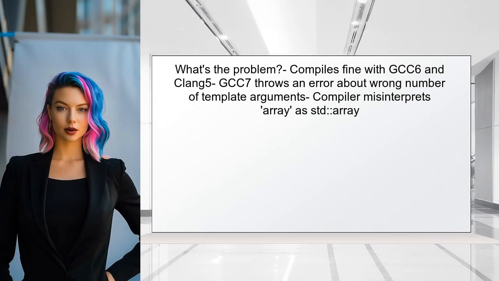So what seems to be the problem? The user's code compiles fine with GCC6 and Clang 5, but GCC7 throws an error about the wrong number of template arguments. This suggests that the compiler is misinterpreting the member variable array as std::array.